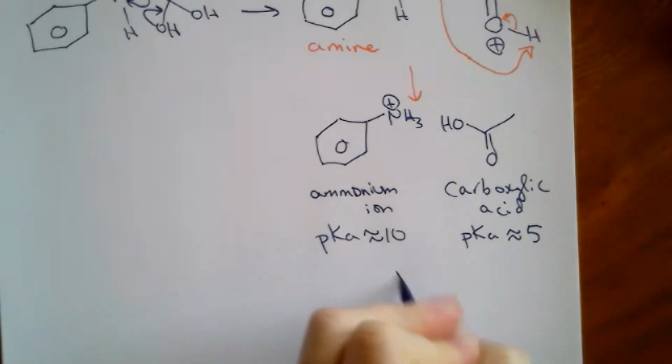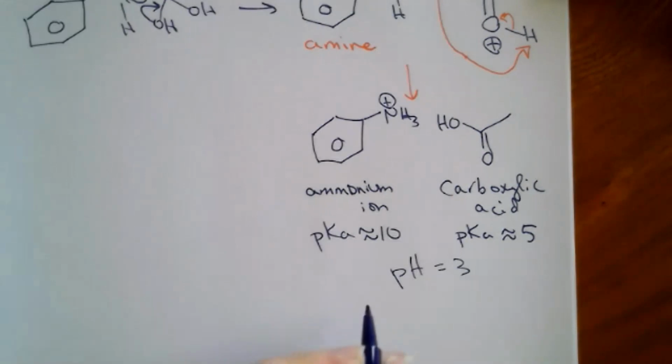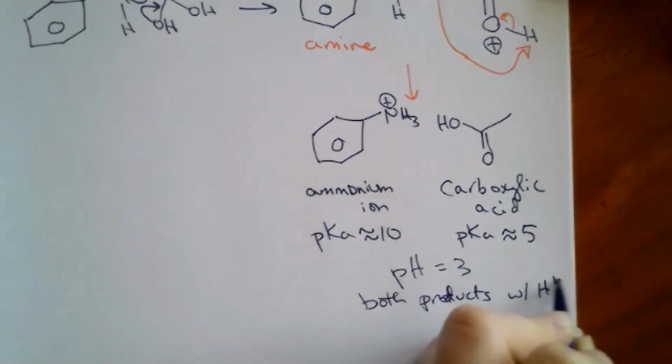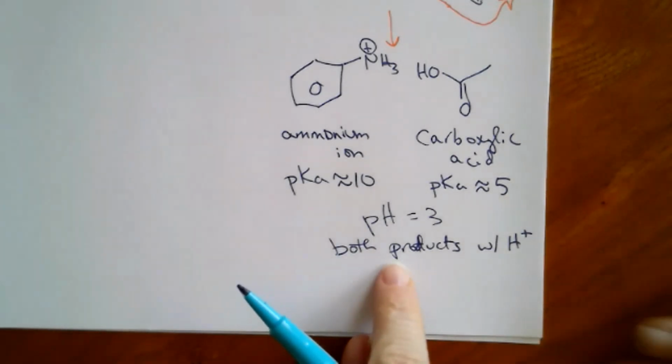So at a pH of 3, that's below the pKa of an ammonium, and that's below the pKa of a carboxylic acid. What that means is both products have an extra H plus at that pH because they are below the pKa. We're finished. These are our products. But wait, no, we aren't.